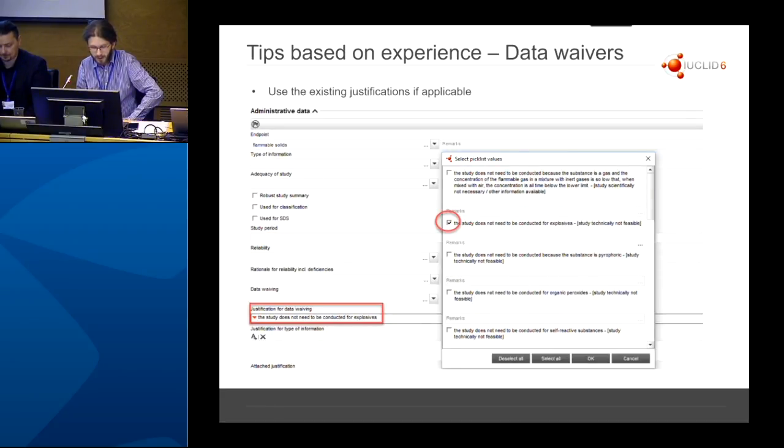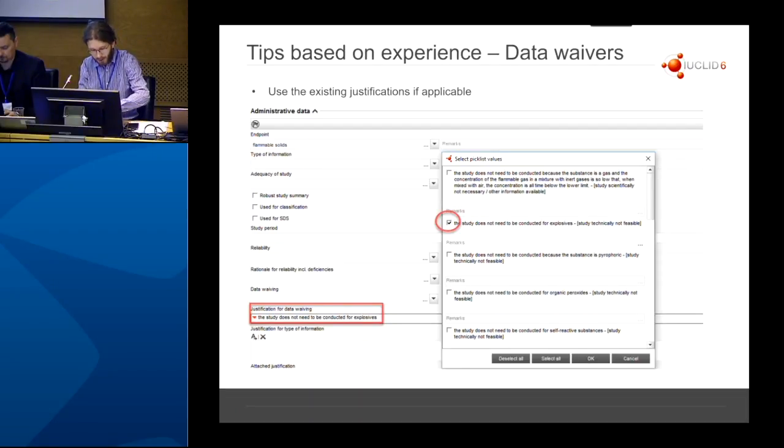And what you need to provide as well is a justification. So usually it's an endpoint specific justification why you are not providing the data for this substance for this endpoint. And in case you cannot find a proper justification in the list of justifications that is already available in Euclid, then you need to provide your own justification and be as detailed as possible, because we are going to check that the justification is valid and applies to your substance.